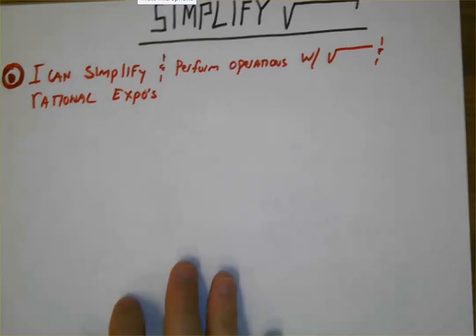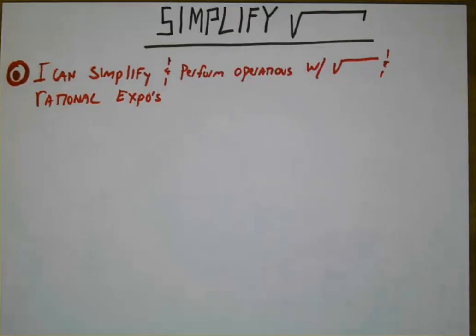All right, so today what we're going to talk about is simplifying radicals. The learning target for today is I can simplify and perform operations with radicals and rational exponents. Hopefully you know your perfect squares, your perfect cubes, and your perfect fourths. I'm not going to really go over that too much, but I will talk about simplifying radicals.